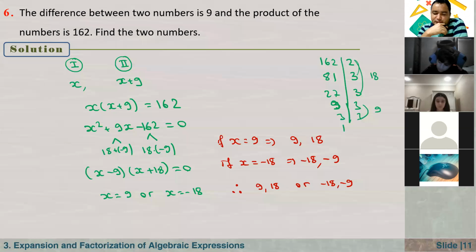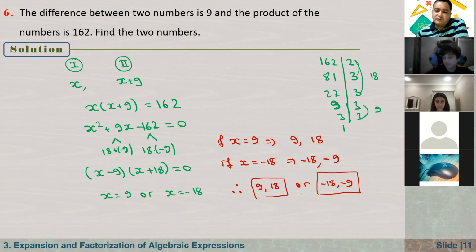Okay, thank you. Good. So, listen, Ayan, Rifa, here we have two possible answers. The first one is 9 and 18, or it is minus 18 and minus 9. So we have two possible answers. These are all the possible answers.